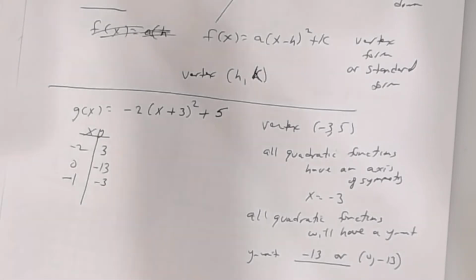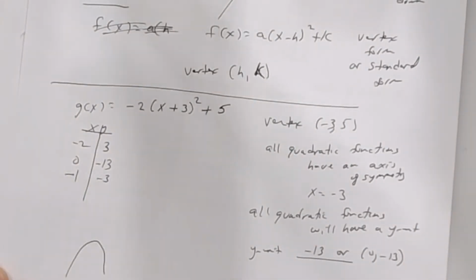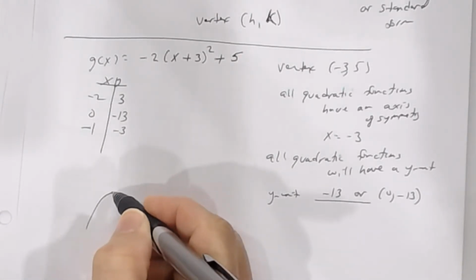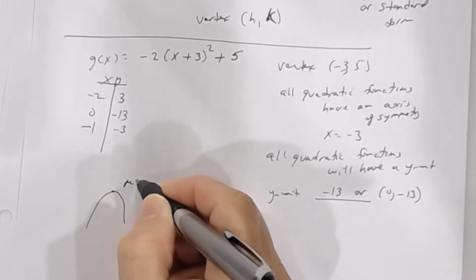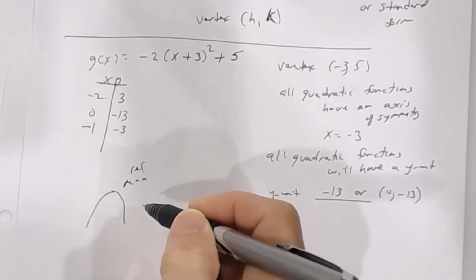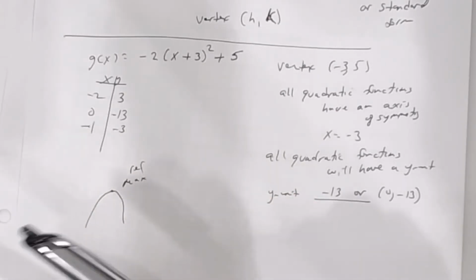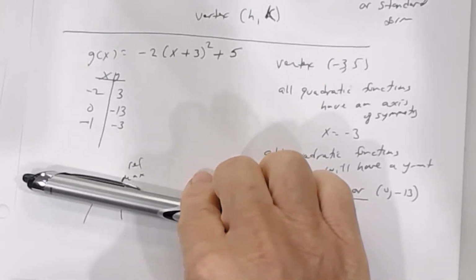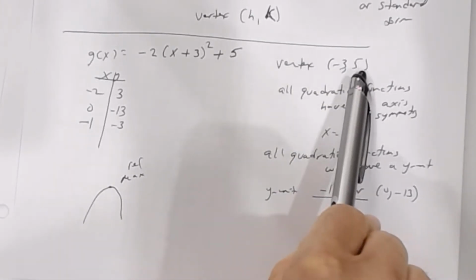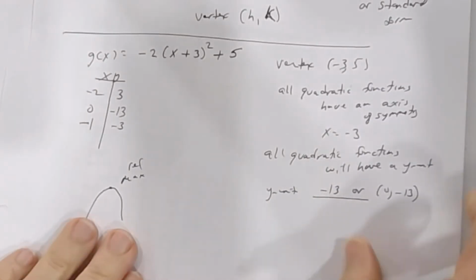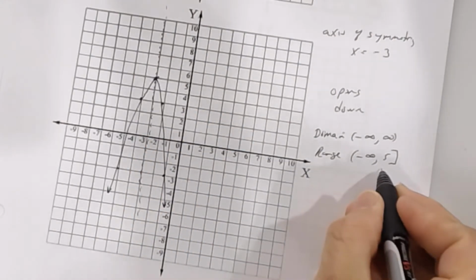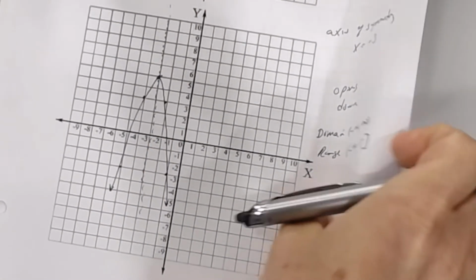So in your mind, visualize this thing opening down. So the vertex is a max, a relative max. So my range is going from -infinity all the way to that y value of that vertex. What's that y value? 5. Okay? So the range is from -infinity to 5. All right? Now, let's go to those 3 problems.